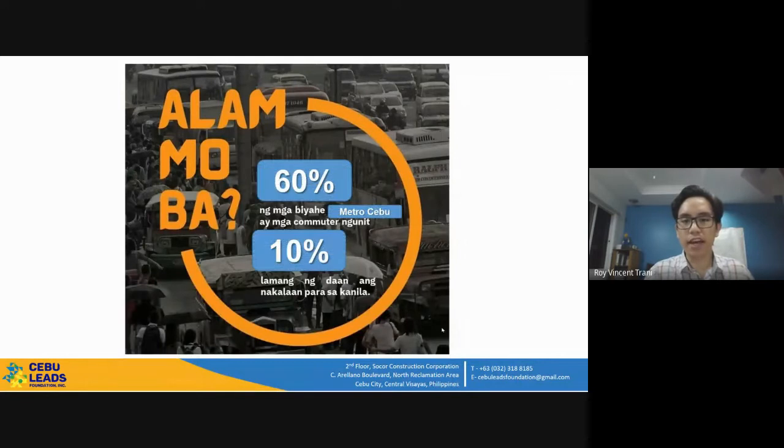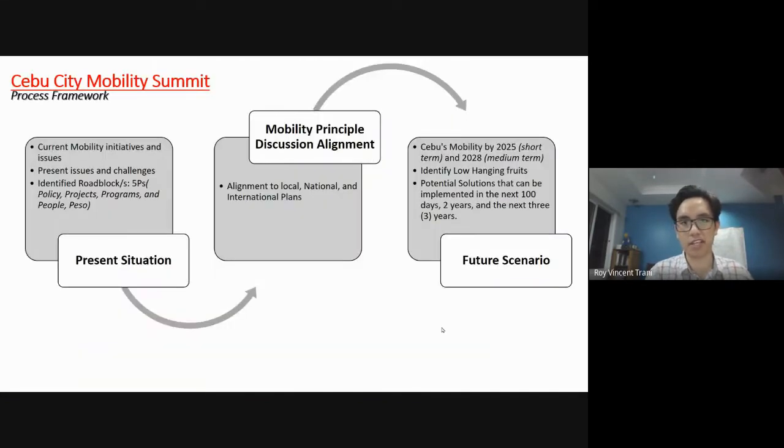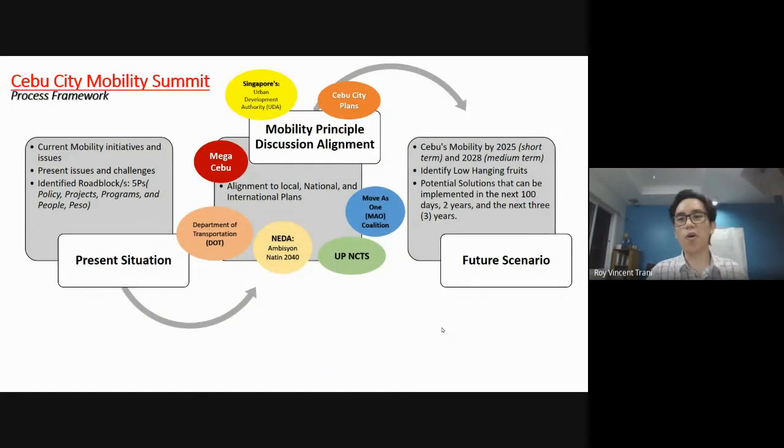So in Metro Cebu, this is the split. About 60% are using public transportation, but only 10% of the road is given to public transportation. So hopefully in this summit on Monday, I can report to you what they talked about, so maybe you can use those ideas in your own local community.